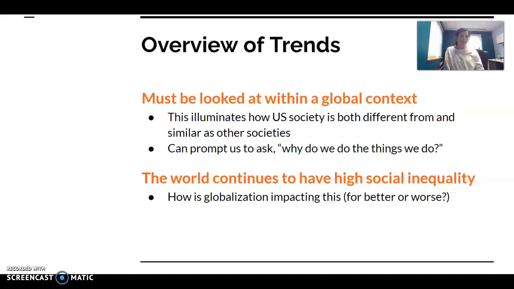It can also prompt us to ask, why are we doing it? Are we doing it because we've always done it? Are we doing it to exert some sort of power and control? Are we trying to impose Western values and culture on different societies? It just helps increase our awareness. And we have to acknowledge that the world continues to have high social inequality, and ask whether globalization is impacting this for better or for worse. So tuck those in the back of your mind.